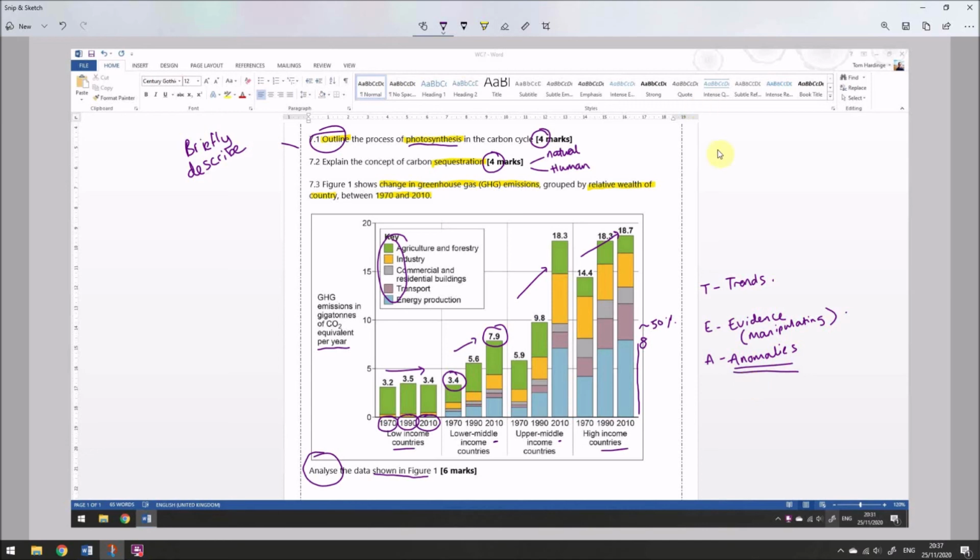Make sure also that you are manipulating the data. You don't need to explain in this question. It's worth pointing that out as well. You don't need to tell me why high income countries have increased, or why upper middle income countries have increased more quickly than lower middle income countries, or why low income countries emit most of their emissions through agriculture and forestry. You don't need to explain, you just need to analyse, which is all about describing in detail. That's what you need to do.